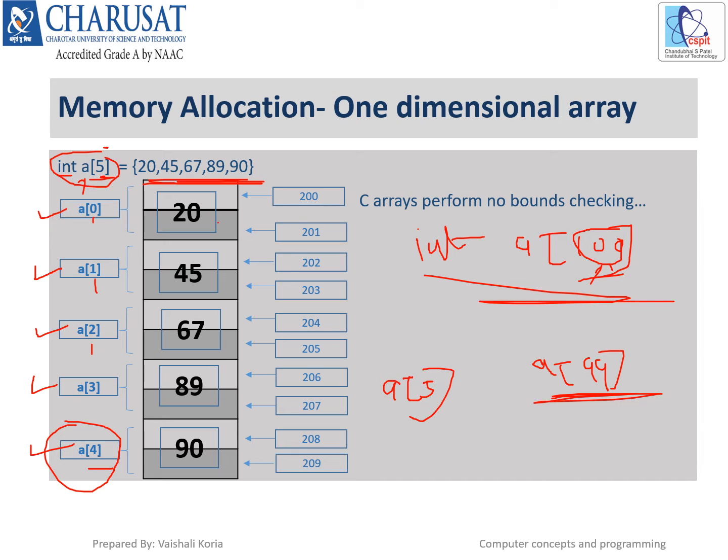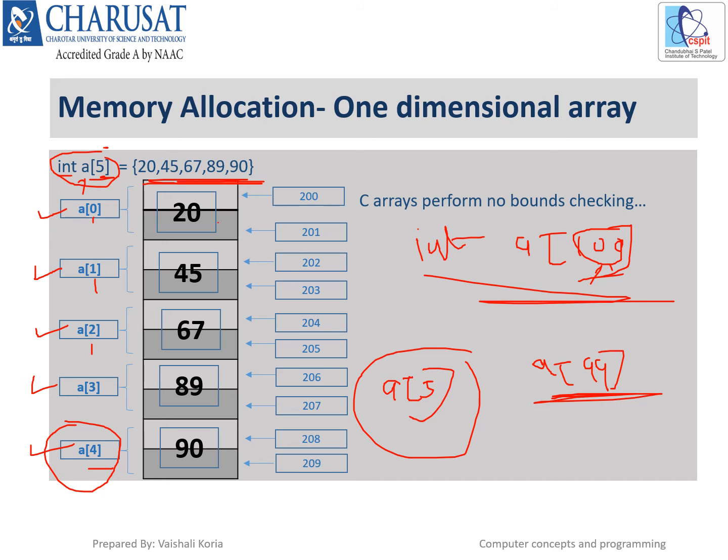If the array is of 5 size, then your index should be up to 4 only. If you are trying to access a of 5, it would not give you any error, but it will give you the wrong number or wrong value. So this is because arrays perform no bound checking.